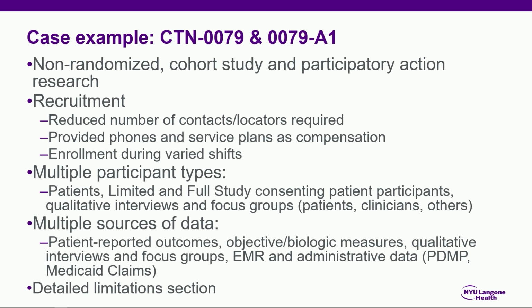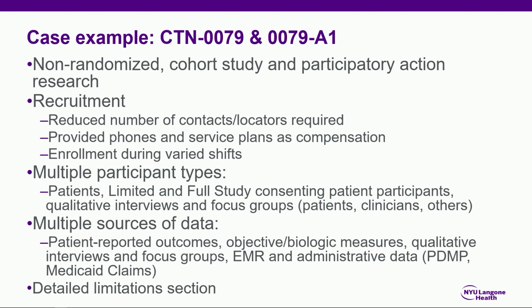We made provision of cell phones and service plans part of the compensation as an option, so that people who didn't have phones could get a phone and be eligible for the study if they participated. We had multiple different sources of data and participant types. So there was a qualitative study where we had patients, providers, and other informants give us information. We looked at patients through the EMR, through a waiver of consent.